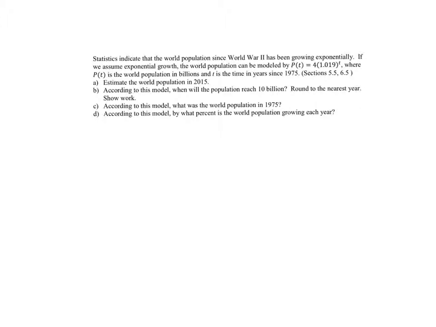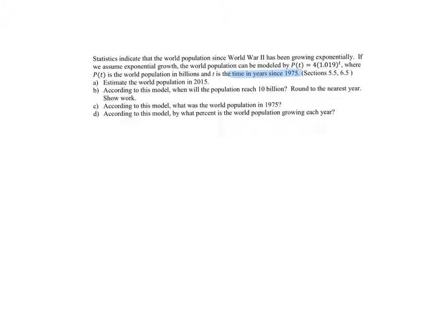All right, the next one says statistics indicate that the world population since World War II has been growing exponentially. If we assume exponential growth, the world population can be modeled by the following function, where p of t is the world population in billions, and t is the time in years since 1975. So make sure that we pay particular attention to that statement. We want to start by estimating the world population in 2015.